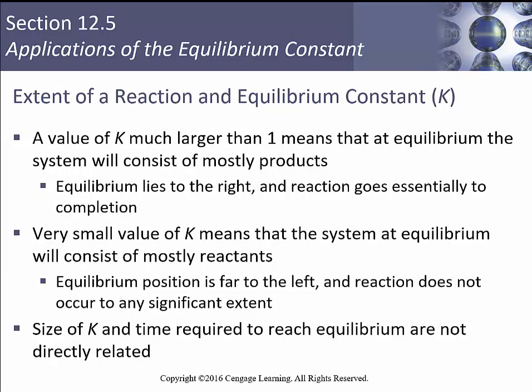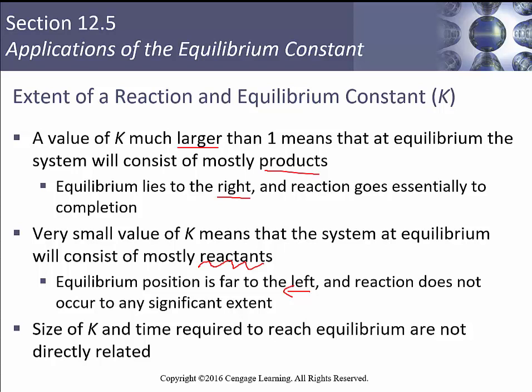So a value of K that is bigger than 1 means that at equilibrium, the system will consist mostly of products. Equilibrium lies to the right, and the reaction goes essentially to completion. A very small value of K means that the system at equilibrium is going to consist mostly of the reactants, and that the position is far to the left, and the reaction does not occur to any significant extent. Doesn't mean it's not important. They mean statistically in a sense of magnitude of numbers.